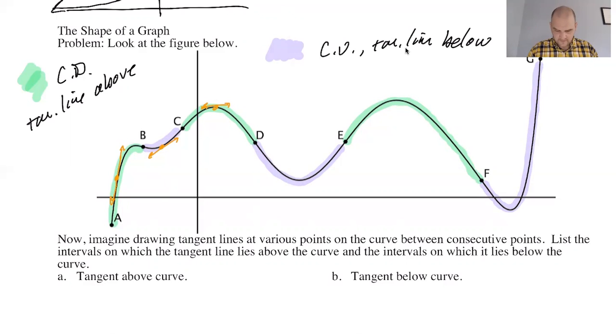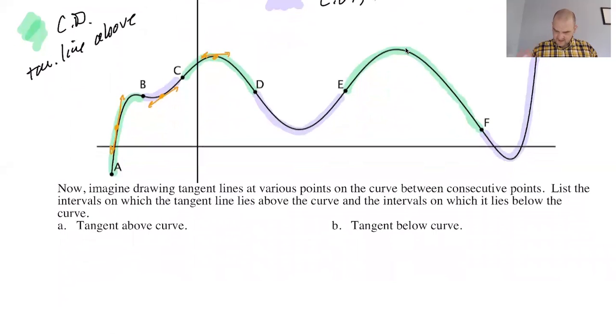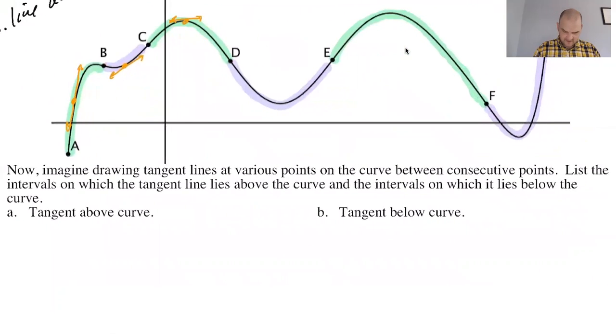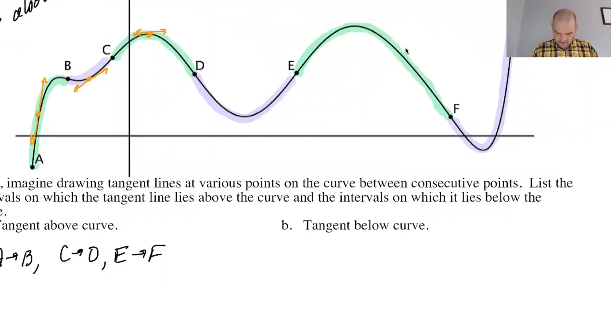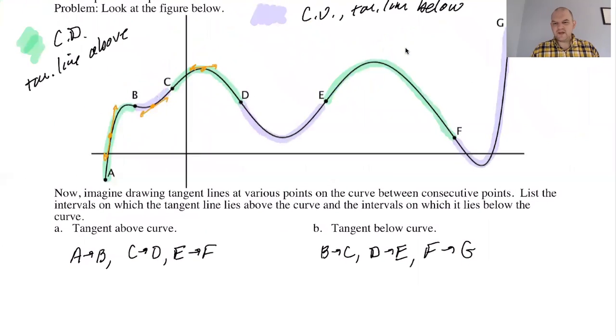All right, so the interval, I don't really know how to name these intervals. So where the tangent line is above, I'm just going to use arrows, I guess. So like A to B, C to D, E to F. And then where the tangent line is below, it's going to be B to C, D to E, and then F to G. Yeah, that's a bad G. G's are not my strong suit. Ugh. Maybe I never learned how to make a G.